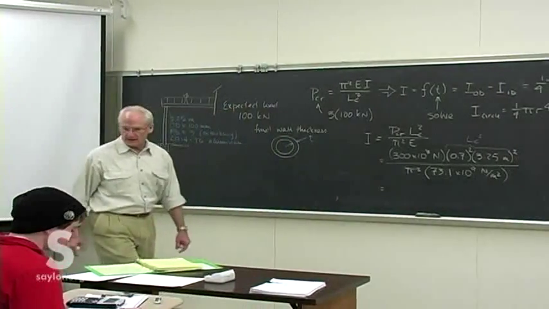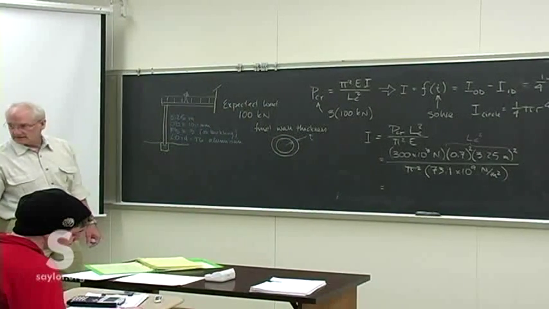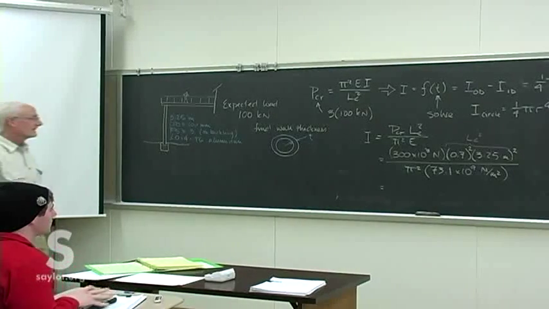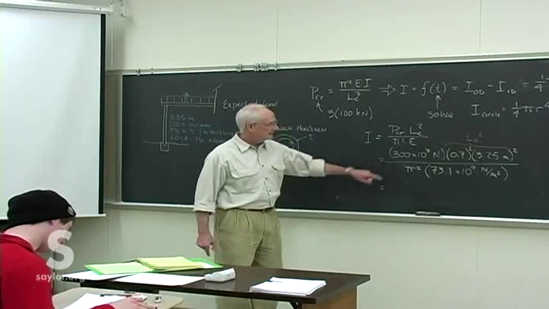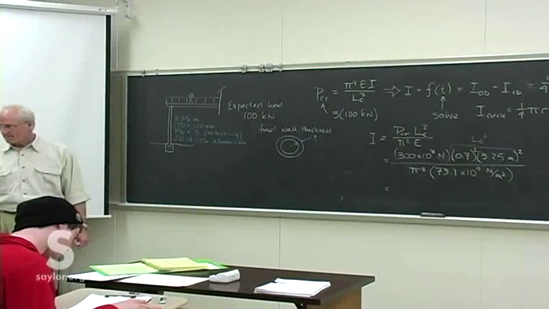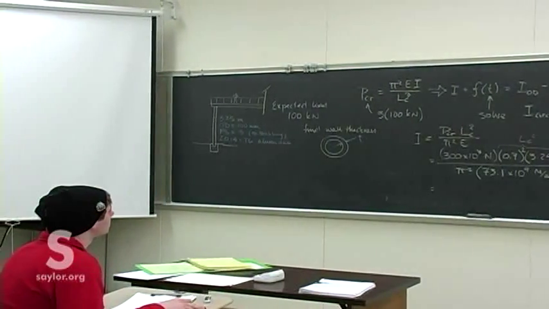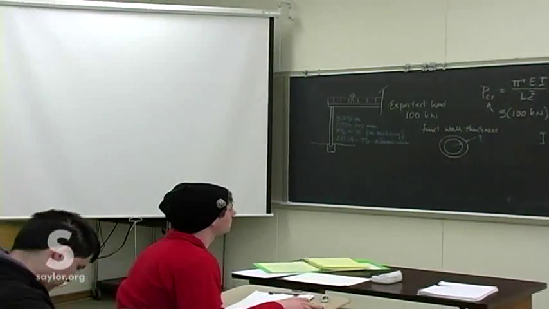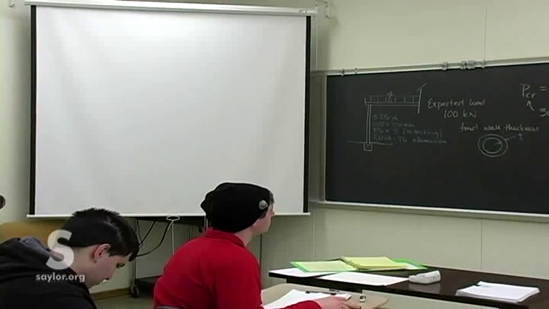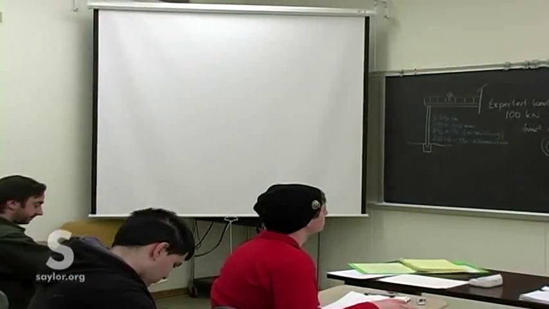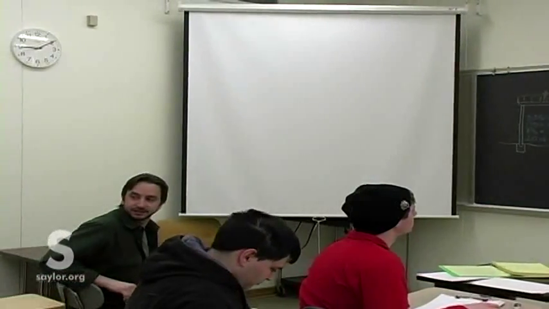I don't happen to have that written down. All right, so the answer is actually less than 7 millimeters. Mine was 7.2 millimeters with the wrong E in there. Yeah, I have 5.7, so we all have different wall thicknesses.